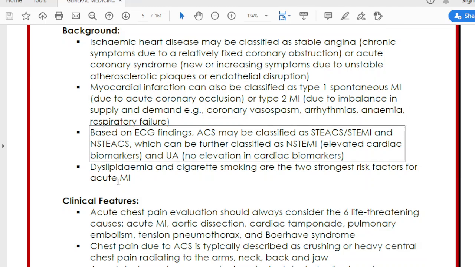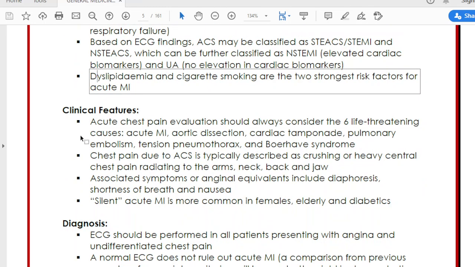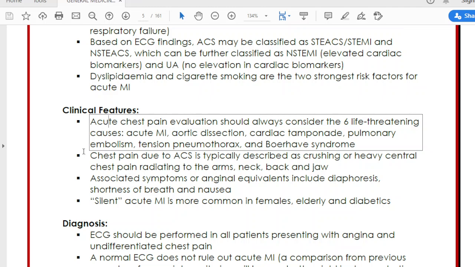Based on ECG findings, ACS may be classified as STEACS/STEMI and NSTEACS, which can be further classified as NSTEMI, with elevated cardiac biomarkers, and UA, with no elevation in cardiac biomarkers. Dyslipidemia and cigarette smoking are the two strongest risk factors for acute MI. Clinical features. Acute chest pain evaluation should always consider the 6 life-threatening causes: acute MI, aortic dissection, cardiac tamponade, pulmonary embolism, tension pneumothorax, and Boerhaave syndrome.